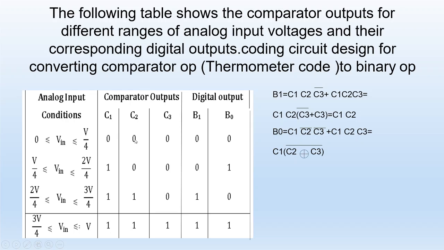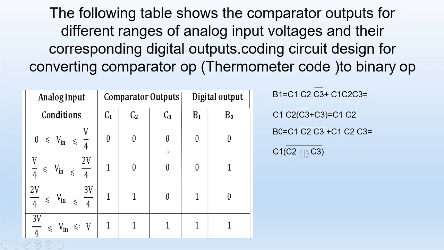So the outputs of the comparators: whenever the input is between 0 and V by 4, all 3 comparators' outputs will be 0. Whenever the input crosses V by 4, the first comparator, whose one input is V by 4, its output will go high. Whenever the input crosses 2V by 4, the 2 comparators' outputs will go high. And whenever the input crosses 3V by 4, all 3 comparators' outputs will go high.